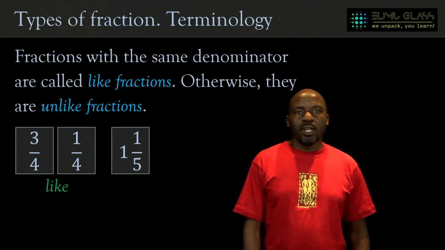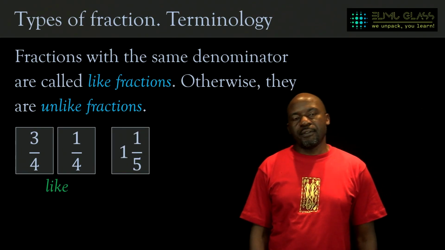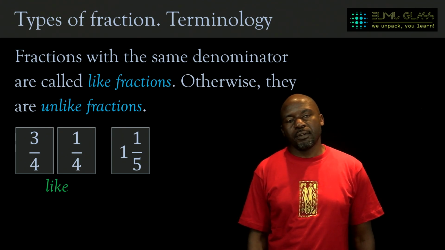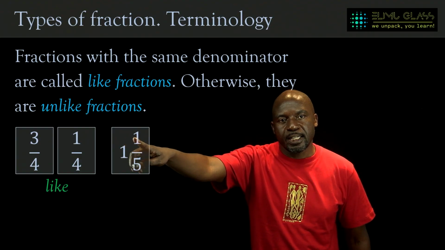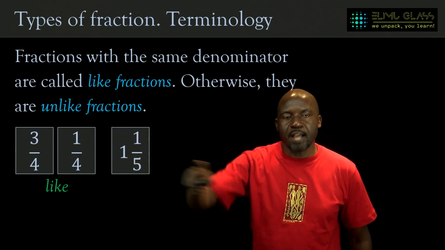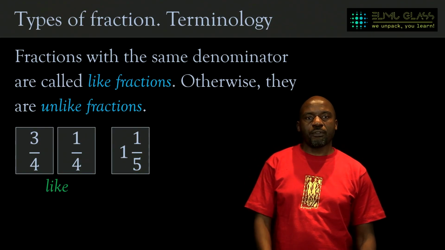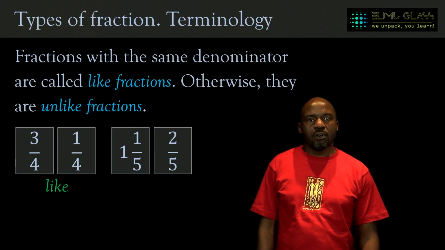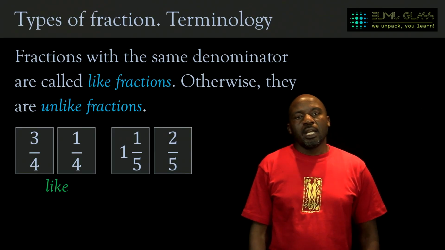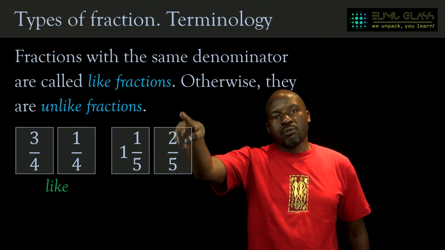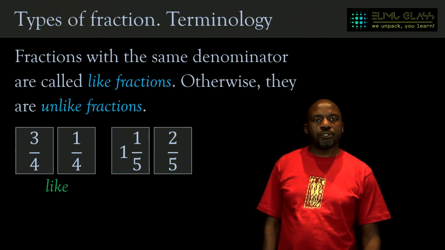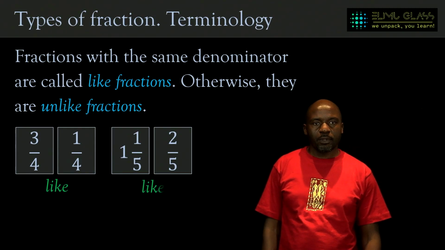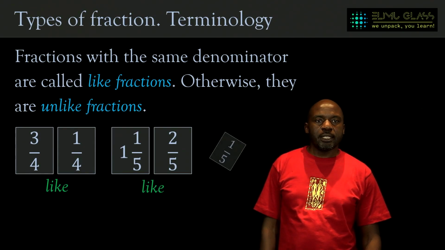Similarly, 1 and 1 over 5, if you remember, that was 6 over 5, right? 5 times 1 is 5 plus 1 is 6, so 6 over 5. So 6 over 5 is one fraction. Another fraction there is 2 over 5. And once again, 6 over 5 and 2 over 5 share the same denominator, and therefore these are also like fractions.